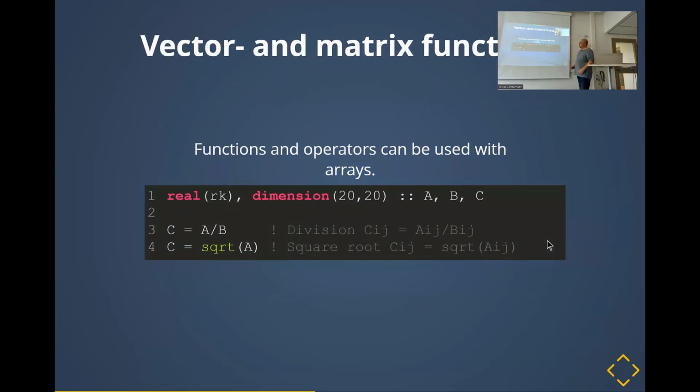Here are some examples. This is A divided by B, where both are arrays. Each element in A will be divided by the corresponding element in B. C here will be an array calculated from the square root of every element in A.